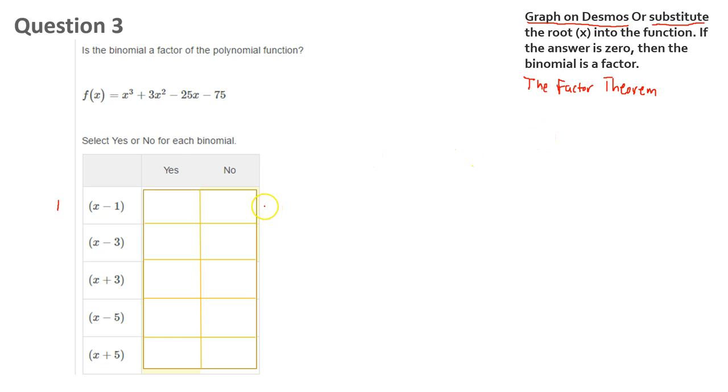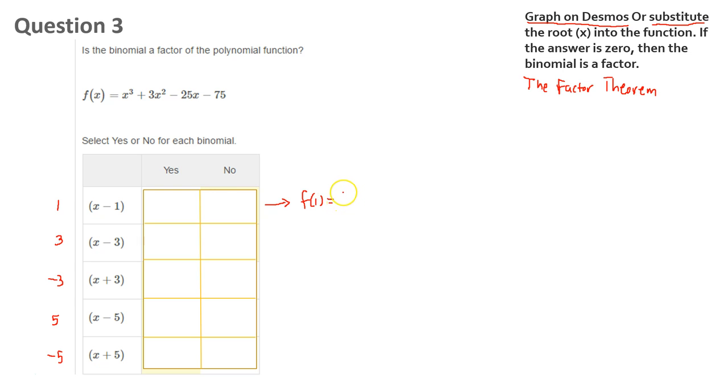We're going to use the factor theorem. So we're going to take our number 1 and substitute it into our function. Our function is up here. We're substituting the opposite of -1, which is +1. Let's change all of the opposites here. This is -3, so this will be +3. This is +3, so the opposite is -3. This is -5, so the opposite is +5. This is +5, so the opposite is -5. We're going to substitute each one of these into our function and see if it equals 0.